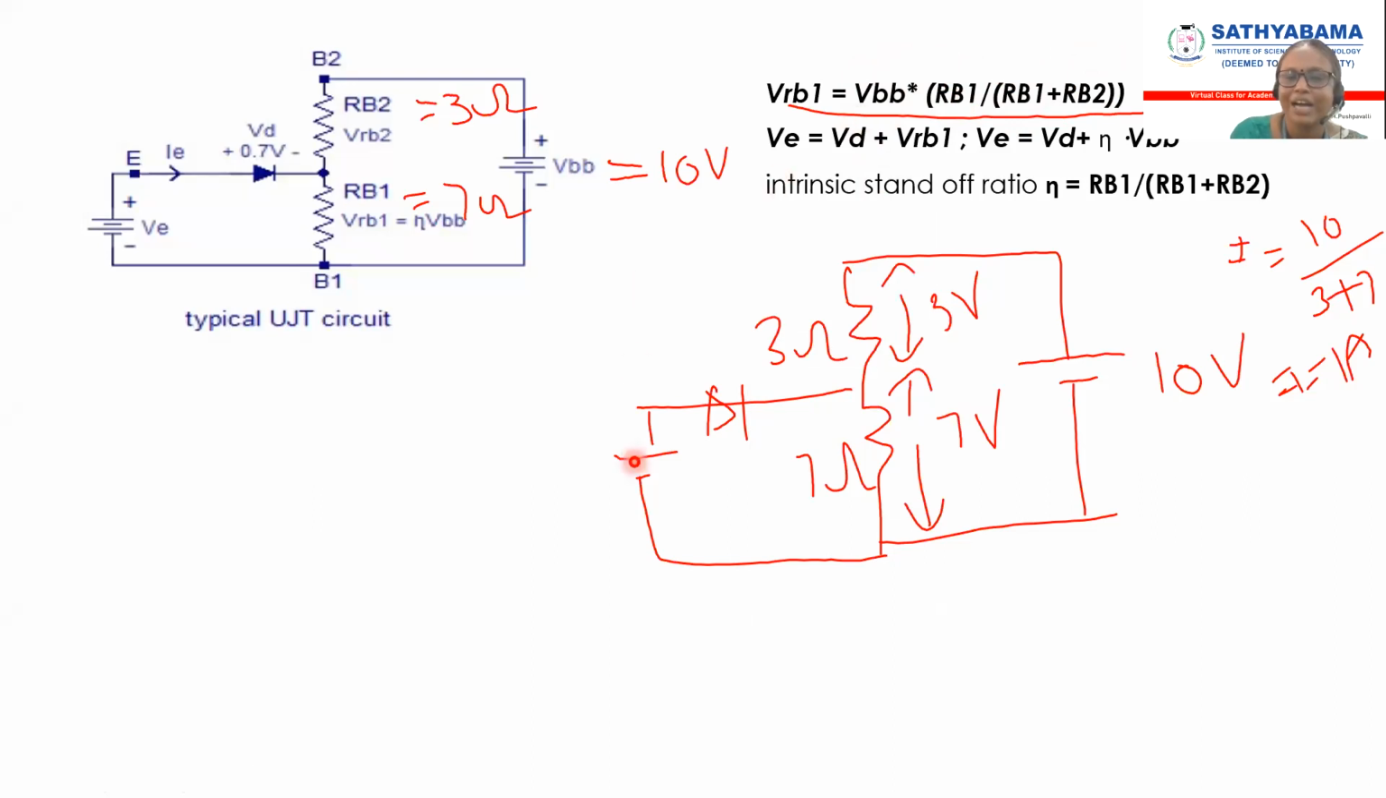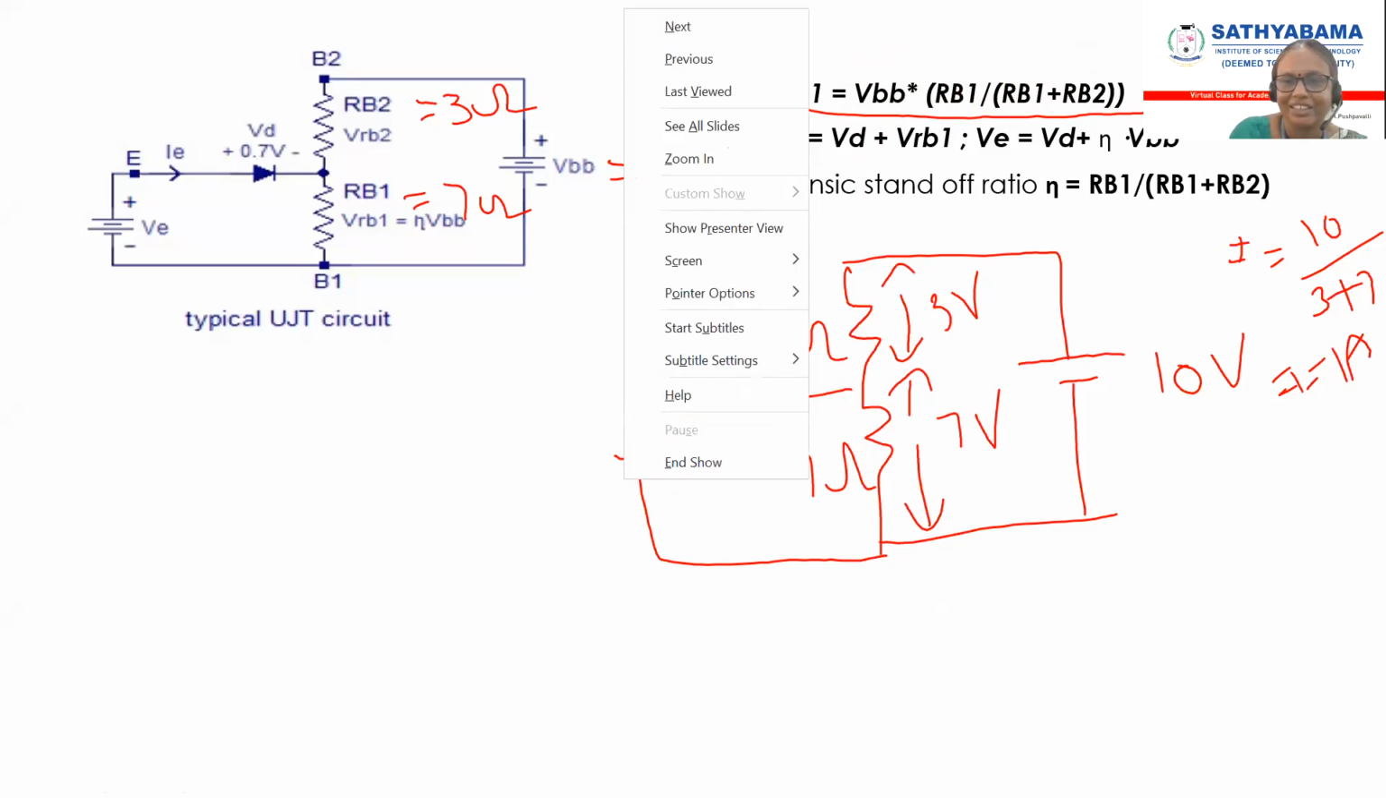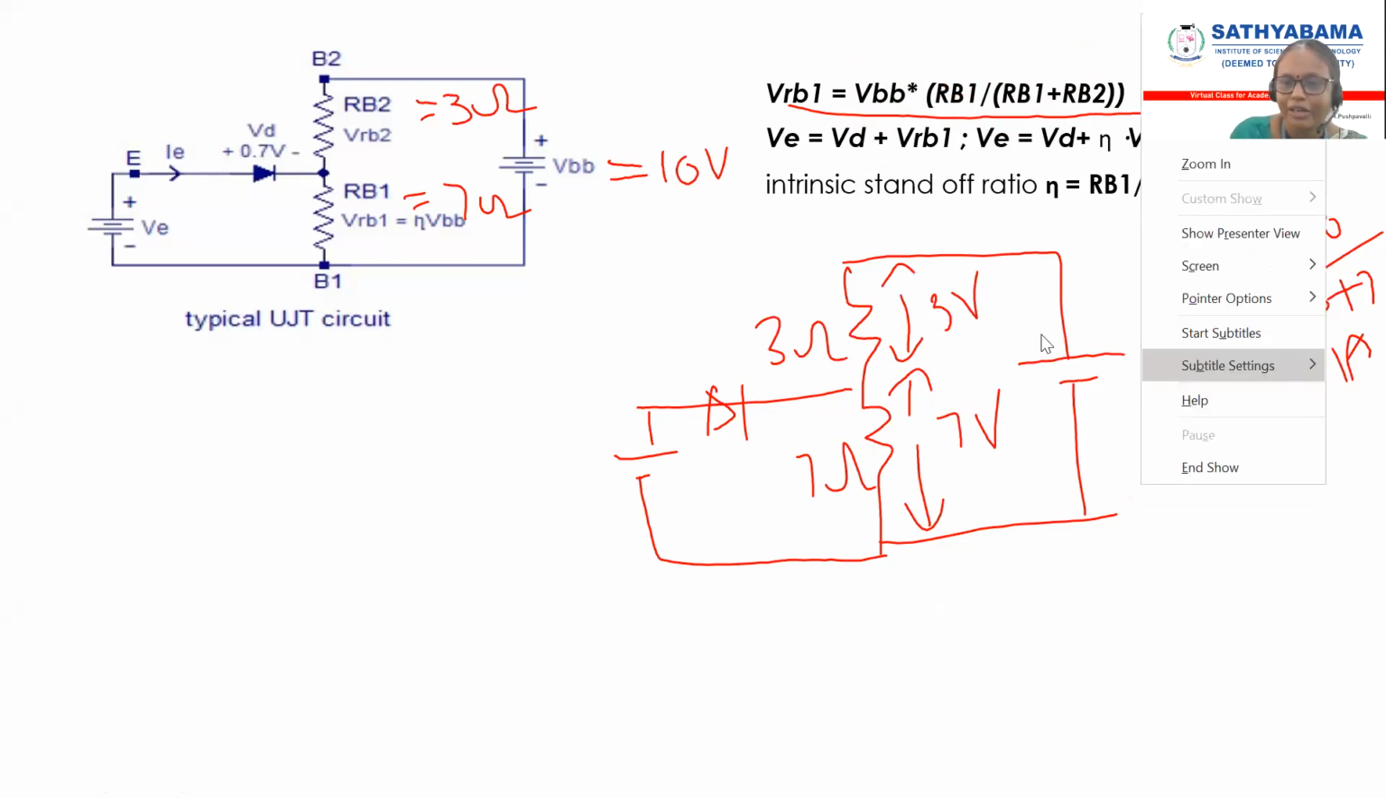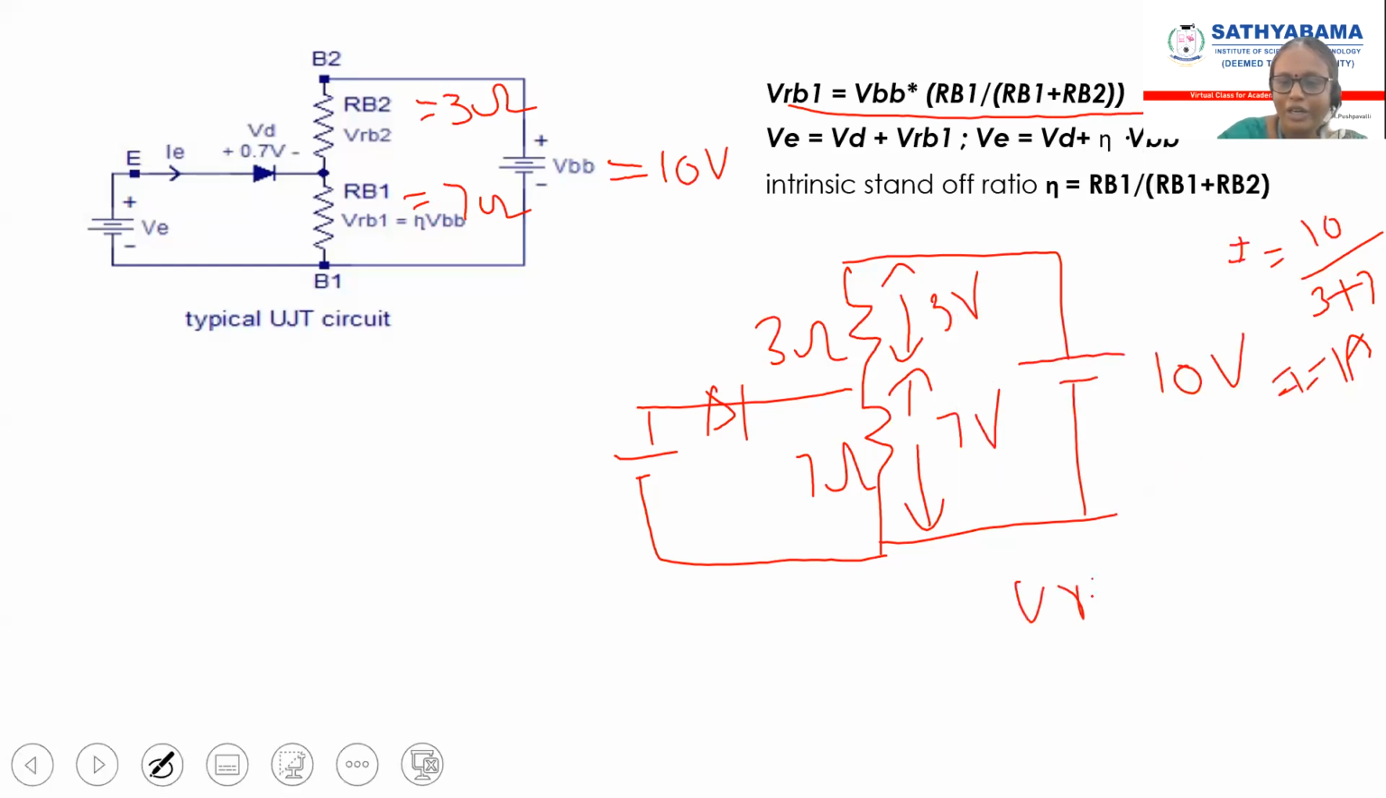Now if I am connecting my VE, just take this loop alone. Actually we find VRB1 by finding the current, and from the current we find the voltage, or else I can use this formula directly without finding the current: total voltage into the particular resistance by the sum of the resistances. So apply the same formula here. VRB1 equals 10 into RB1. What is my RB1? 7, and 3 plus 7 is 10. So 10 and 10 get cancelled. So what is my VRB1 value? 7 volt.